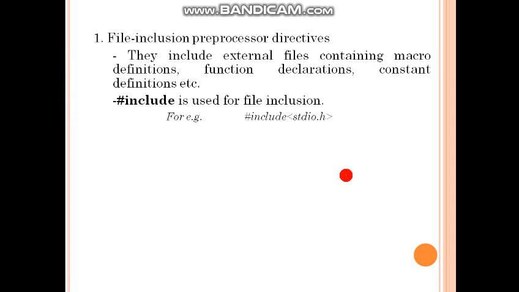First is the file inclusion preprocessor directive. They include the external files containing macro definitions, function declarations, and constant declarations, etc. Hash include is used for the file inclusion. The file inclusion preprocessor directive includes the external file containing the macro definition, function declaration, and constant definition, and hash include is used for file inclusion also.